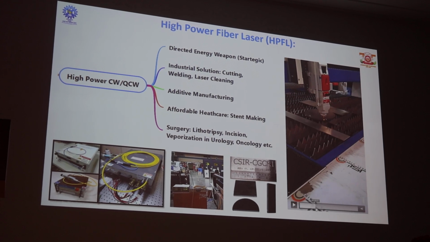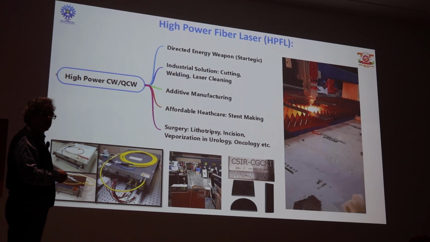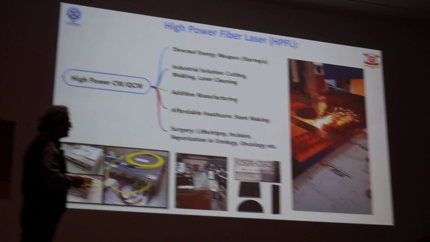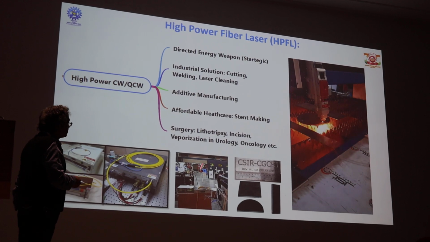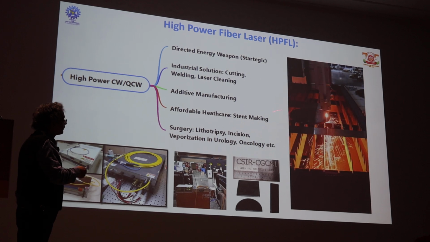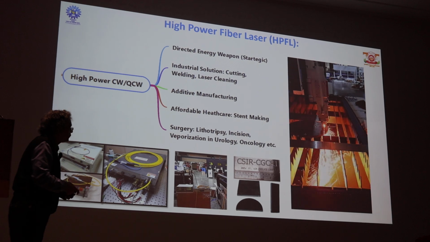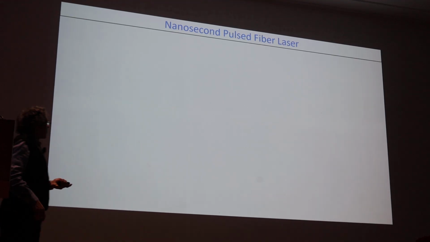And this is one example of a laser developed by CGCRI, 800 watt continuous wave laser lasing at 1064 nanometer. And it has been taken to an industry partner where all this robotics and everything was developed by them. We have only just plugged the laser and it has been used for cutting, etc.